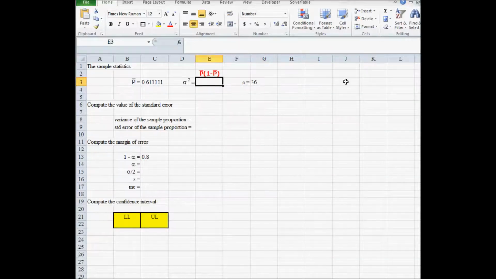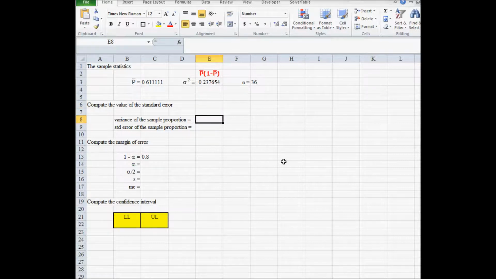Since sigma squared is p bar times 1 minus p bar for a confidence interval for a population proportion, we multiply 0.6111 times 1 minus that value. So sigma squared is 0.237654 for my version of the problem. At this point, the confidence interval for a population proportion problem is identical to a confidence interval for a population mean problem with sigma squared known.